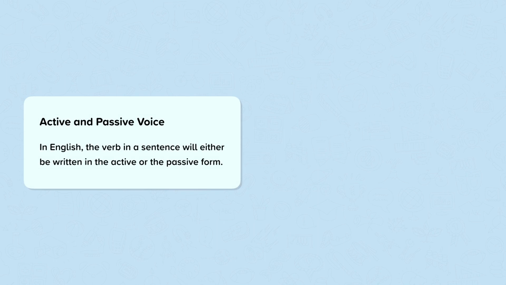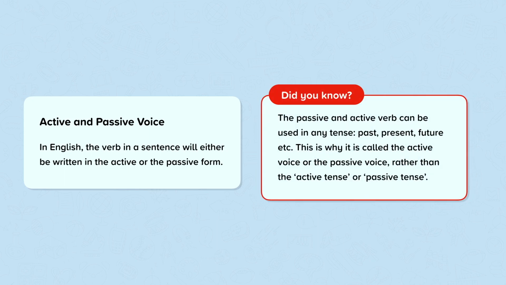Now in English, the verb in the sentence will either be written in the active or passive form. But did you know? The passive and active verb can be used in any tense, past, present or future. This is why it is called the active voice or the passive voice, rather than the active tense or the passive tense.